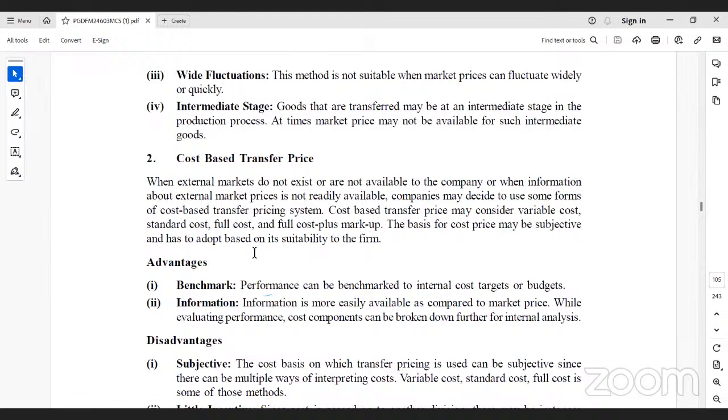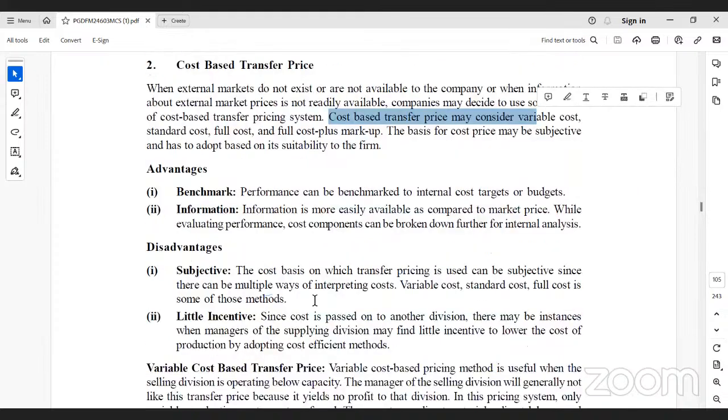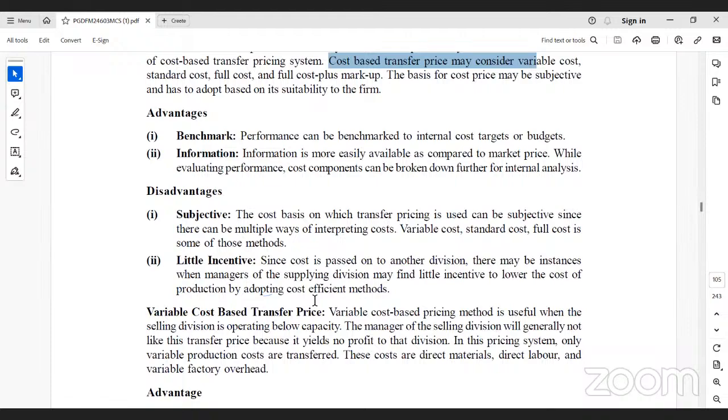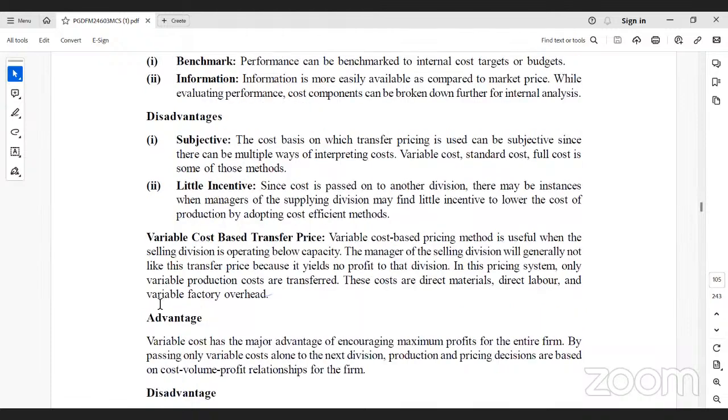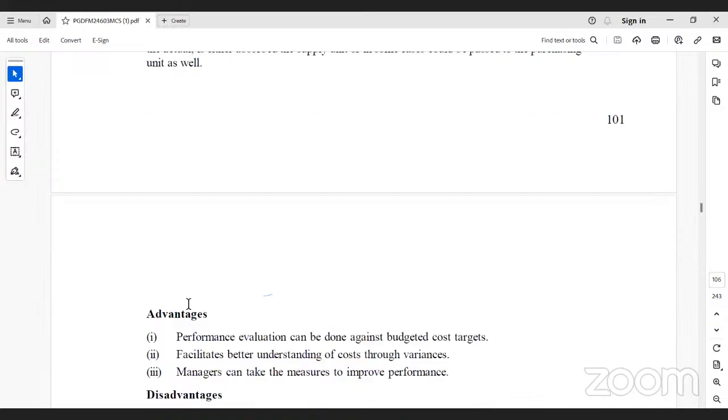Cost-based transfer pricing is very easy, and the advantage is a benchmark. What is the cost? Then add some profit. In cost-based transfer pricing, we consider the variable cost, the standard cost, the full cost, and full cost plus markup. There are some disadvantages: subjectivity and little incentive is also there. The variable cost is also there.